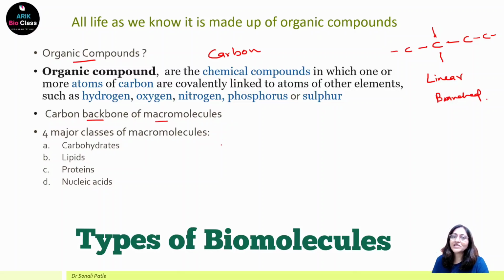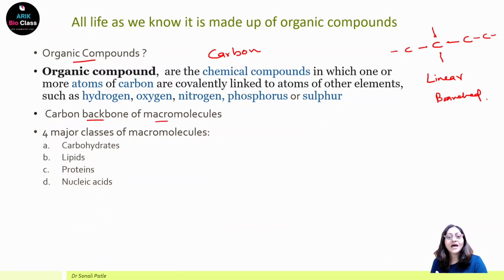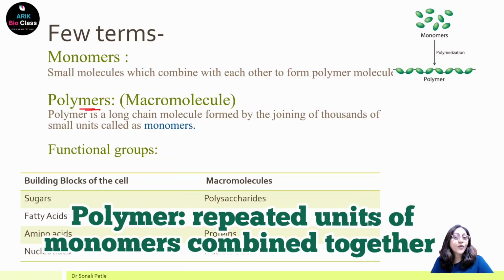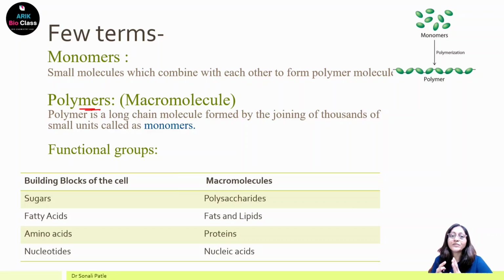Now, there are four major classes of macromolecules: carbohydrates, lipids, proteins, and nucleic acids. We'll understand them one by one. So let's consider the carbohydrates first. Before we move to that, there is an important term that we must be aware of, which is the polymer. A polymer is when many repeating units, many small units, connect together with certain bonds. It is called a polymer.